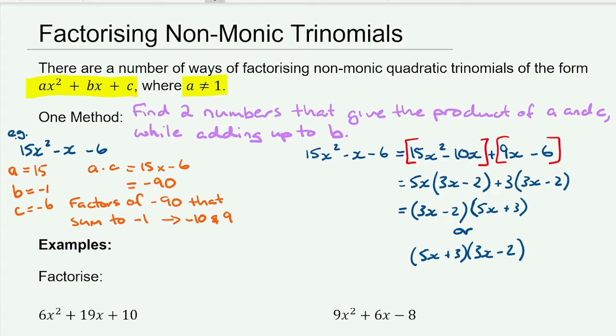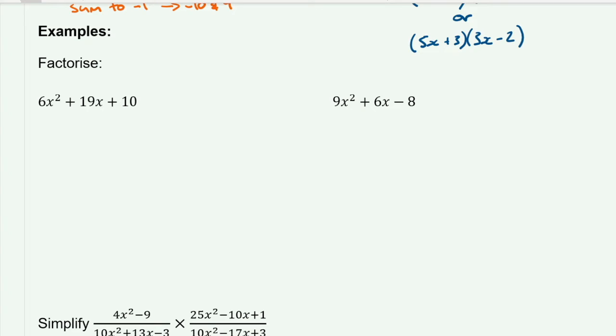Okay, let's have a look at some more examples. We're going to have some trickier ones as well down the track. So here's our first example. We've got 6x squared plus 19x plus 10. Identify my A, my B, and my C.